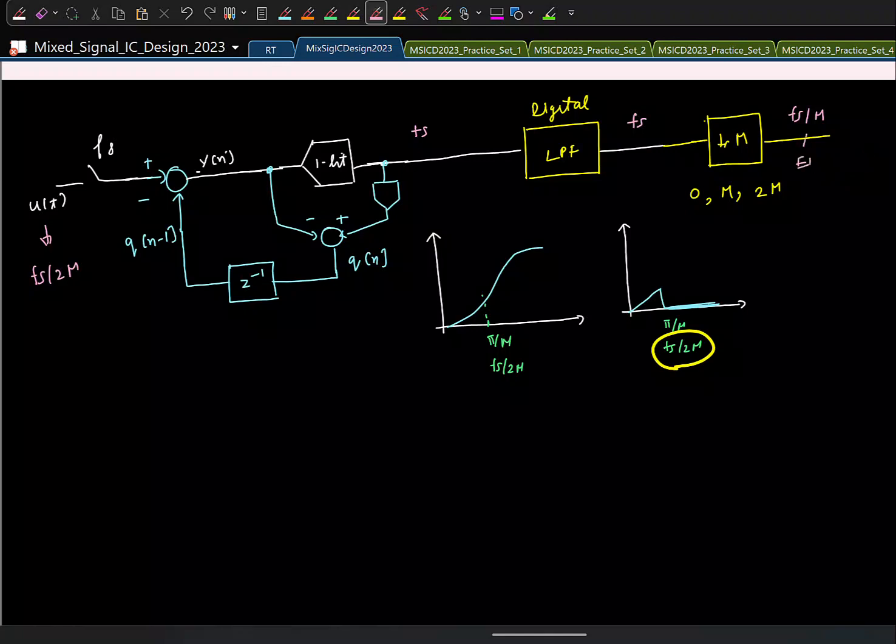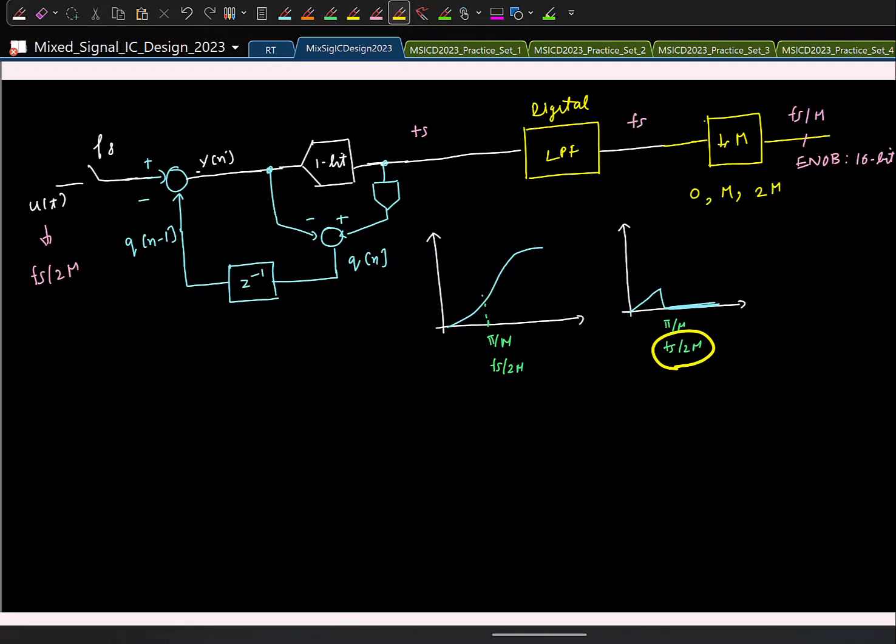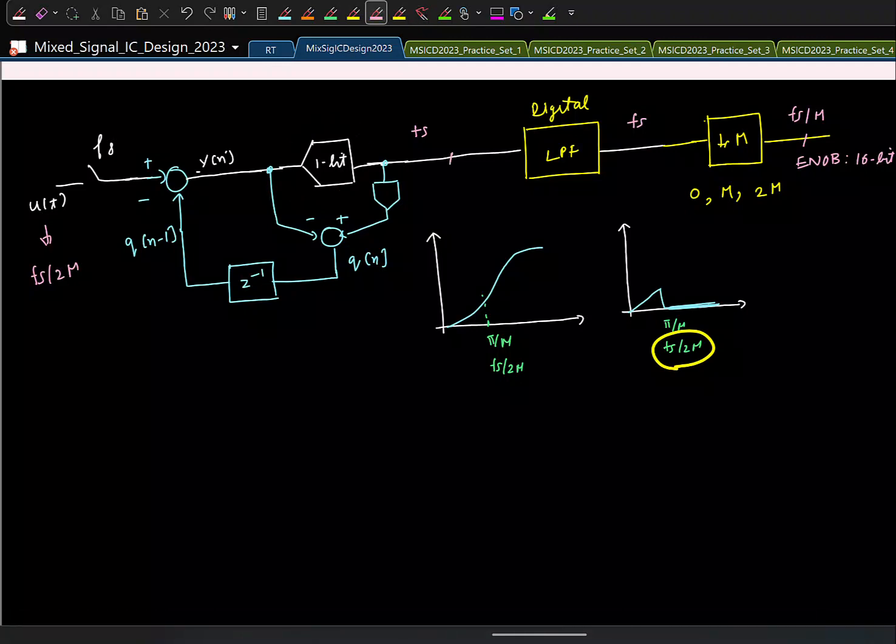So I am saying ENOB of 16. But that should make you ask some question. What is the question? Okay, I am using how many bit ADC? So how many bits can I get from here? 1 bit. But I am claiming I am getting ENOB of 16 bits.